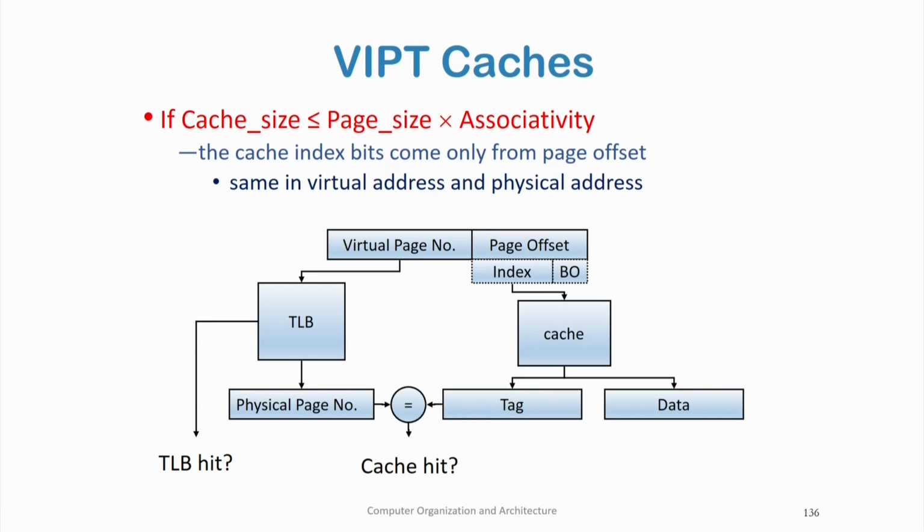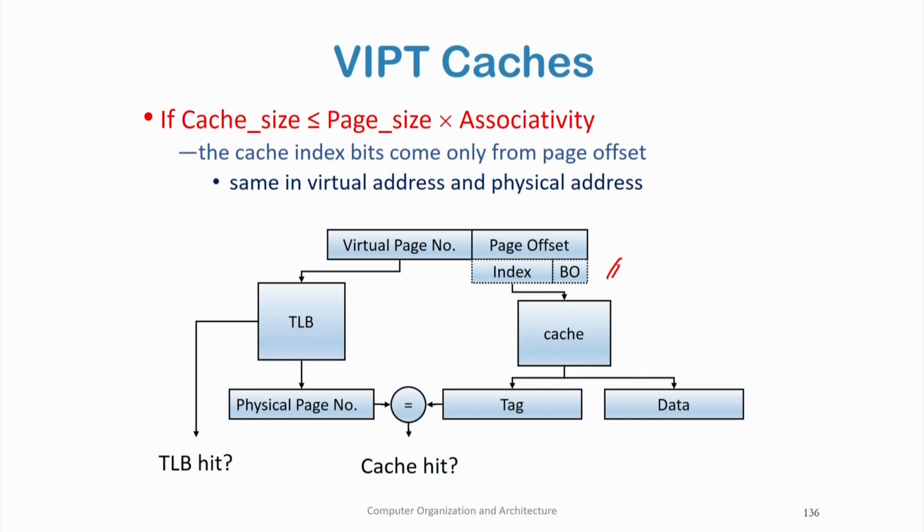The first scenario, which we actually looked at in the last slide, where I had completely been able to avoid the problem of synonym, was this case. We will now elaborate this case. This case can happen only if the entire cache can be indexed by only using the page offset bits of the virtual address. If the cache can be fully indexed by only using the page offset part of the virtual address, I have no problem of synonym, as we will discuss in detail.